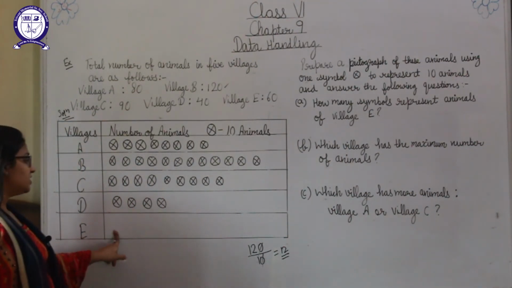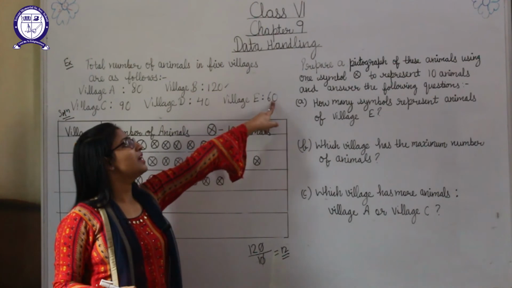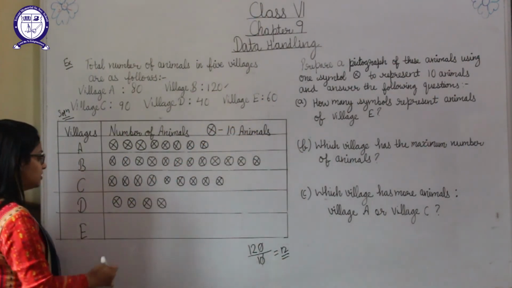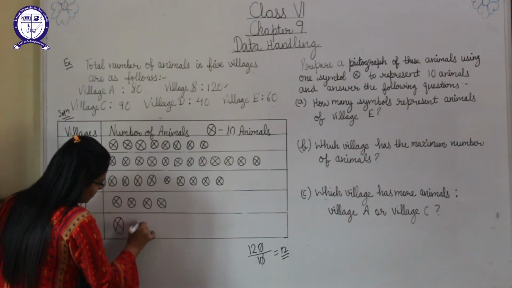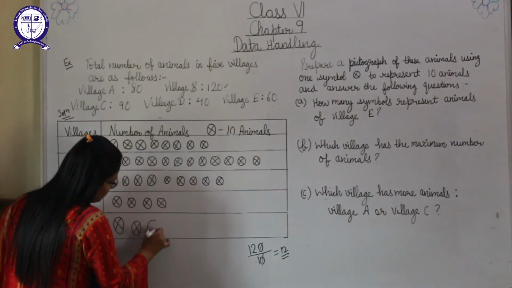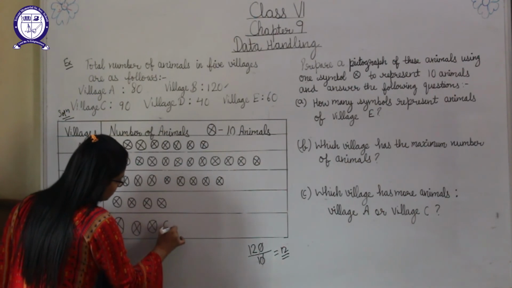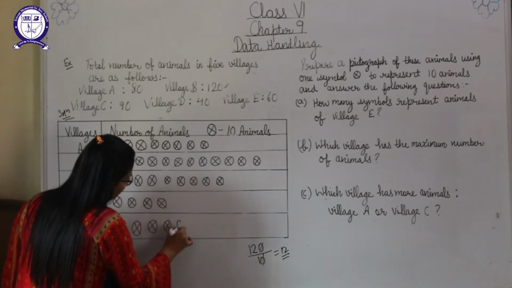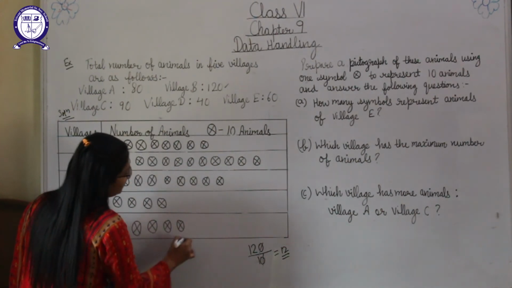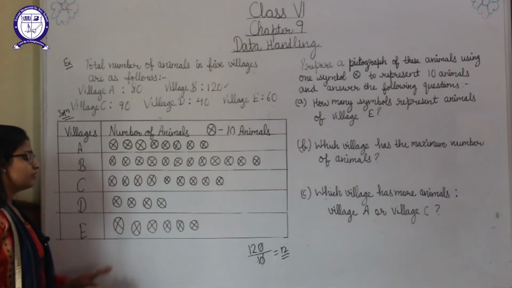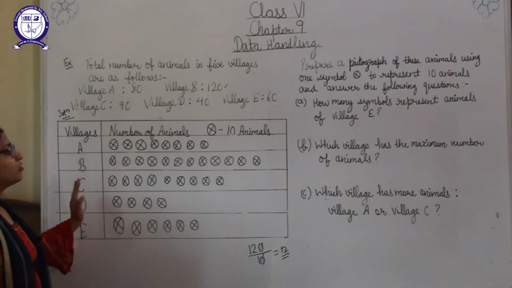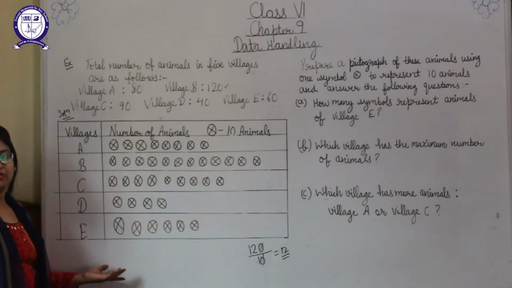Now for village E, we will draw here, and how many animals? 60 animals. So we will start drawing here. One symbol for 10 animals, 2 symbols for 20 animals, 3 symbols for 30 animals, 4 symbols for 40 animals, 5 symbols for 50 animals, and 6 for 60. So we will draw 6 symbols here. So like this you will draw your pictograph.